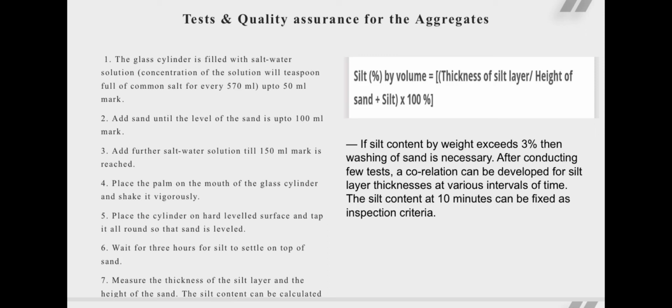Wait for 3 hours for the silt to settle on top of the sand. Measure the thickness of the silt layer and the height of the sand. The silt content can be calculated as follows. Silt percent, volume by volume, is equal to the thickness of the silt layer over the height of the sand plus silt, times 100. If silt content exceeds 3%, then washing of the sand is necessary. After conducting a few tests, a correlation can be developed for the silt thickness and various intervals of time. The silt content at 10 minutes can be fixed as the inspection criteria.